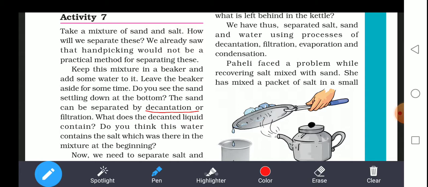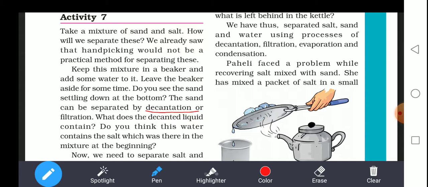Now, by the decantation process, you separate the water and salt. Now, what is left? Sand is left. So, one method by which you separated is the decantation method. We can also separate the sand from the salt and water by filtration.